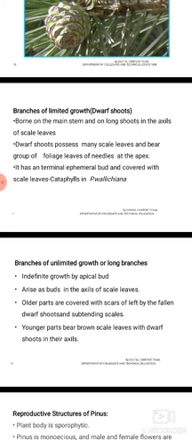And now coming to the branches of limited growth or the dwarf shoots. These are present on the main stem and on long shoots in the axil of scale leaves. The dwarf shoots possess many scale leaves and bear a group of foliage leaves or needles at the apex. It has a terminal ephemeral bud covered with scale leaf, that is cataphyll, in Pinus wallichiana.